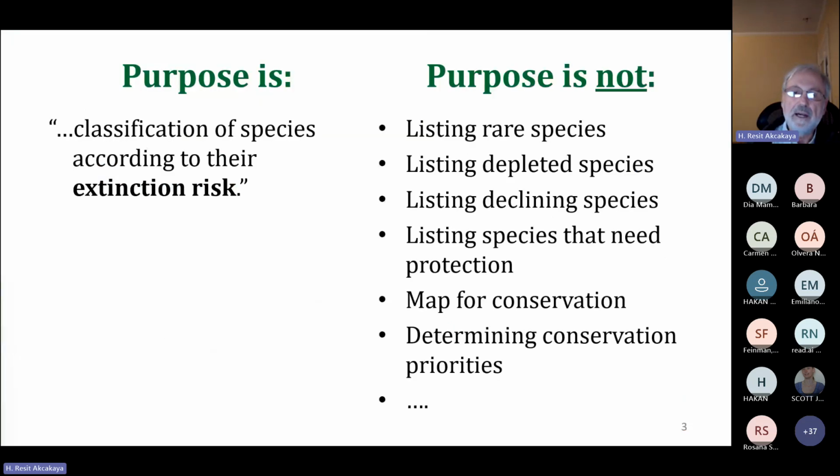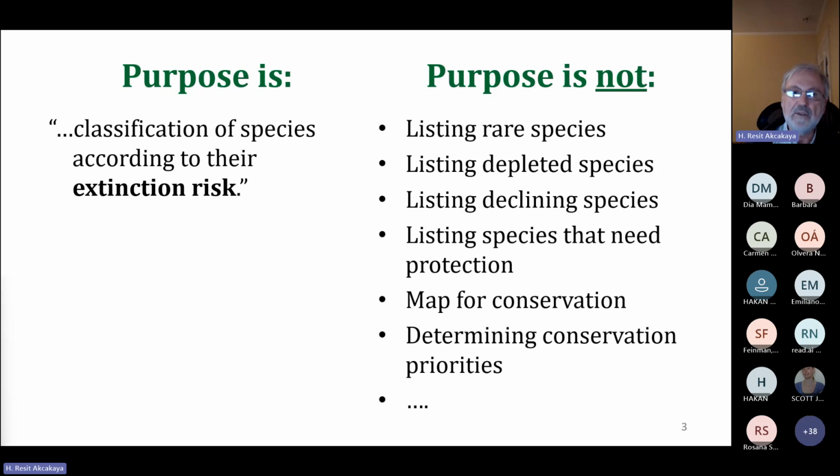Now, I want to start, as I usually do, with something about the purpose of the red list. Most of you already know this, but it is important to repeat because many of the questions we get are related to the purpose of the red list or about the misunderstanding of the purpose of the red list. So the purpose is classification of species according to their extinction risk.